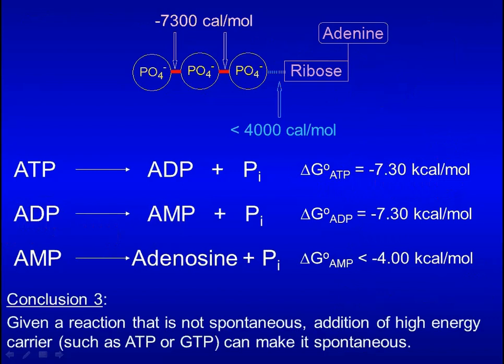Here we have conclusion 3. Given a reaction that is not spontaneous, addition of high energy carrier such as ATP or GTP can make it spontaneous. This is why in our body there are so many reactions that require ATP or GTP. This is why ATP is important for life. Now we are ready to examine how ATP is made in our body.